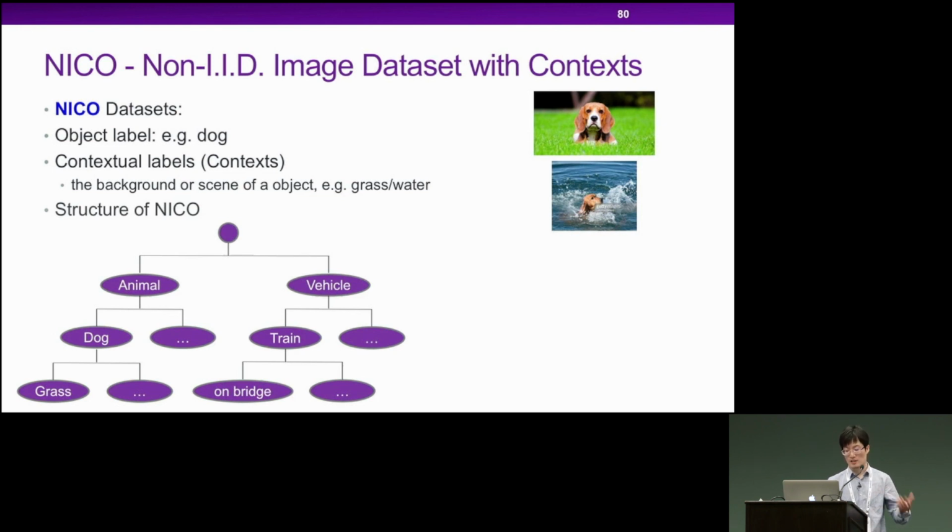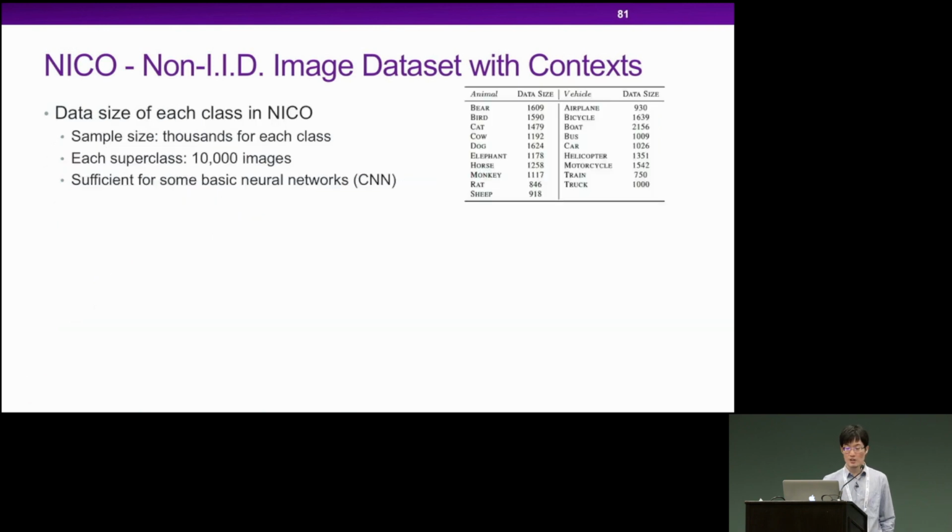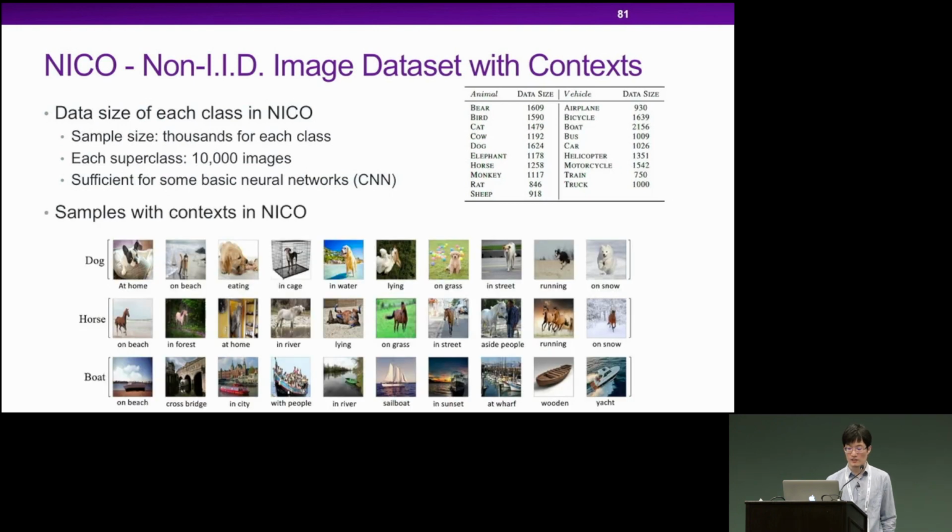So that we can generate diverse, meaningful, and overlapping contexts here. The data size is, for each superclass, 10,000 images, and for each class, about 1,000. Here is a sampled snapshot of the data set. You will see that for each category, we provide different contexts, at home, on beach, something like that. And based on this kind of data set, we can control the NI, right?